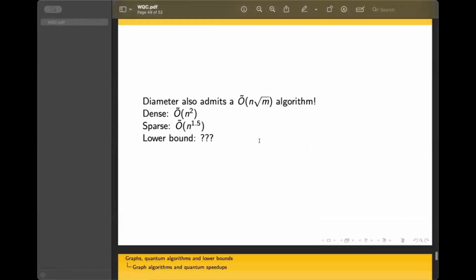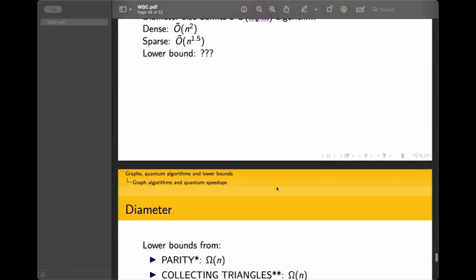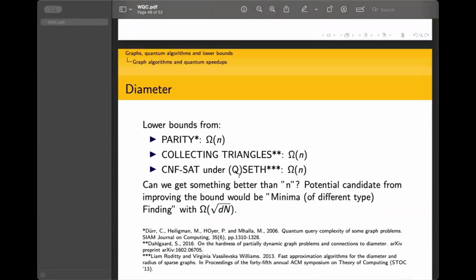I mean, ideally, you would like to get the bound that is equal to n square root of m, because that would mean that this algorithm is optimal, that you cannot do any better. This algorithm is as good as they come, and so you cannot hope for any better. So we are looking to improve the lower bound.